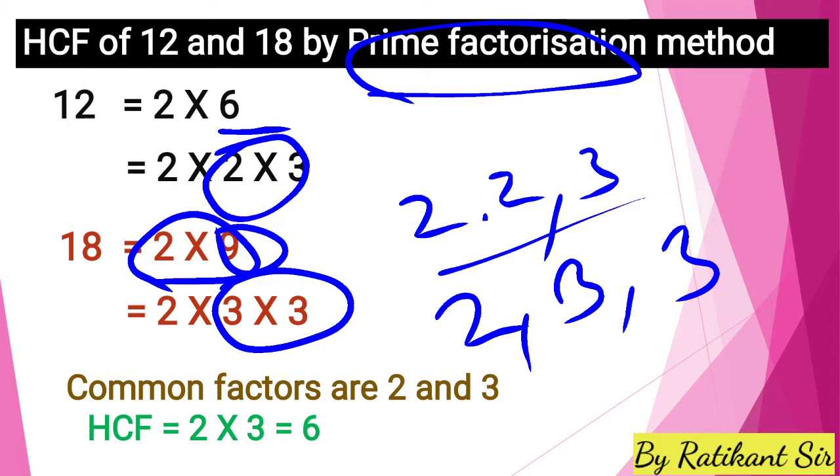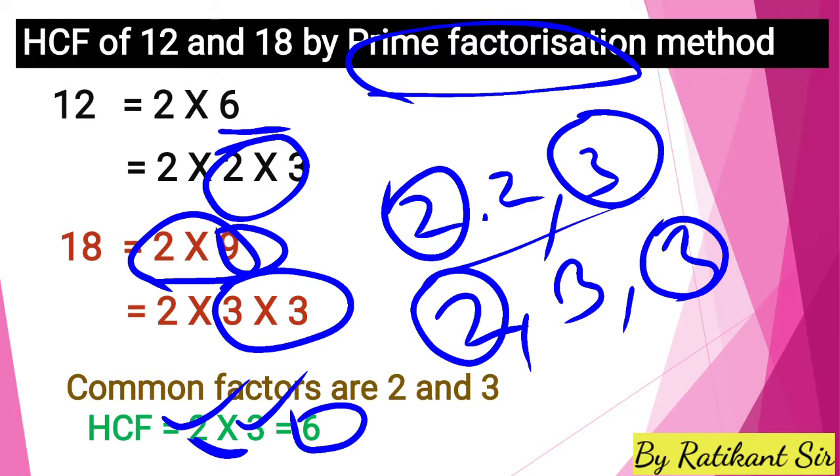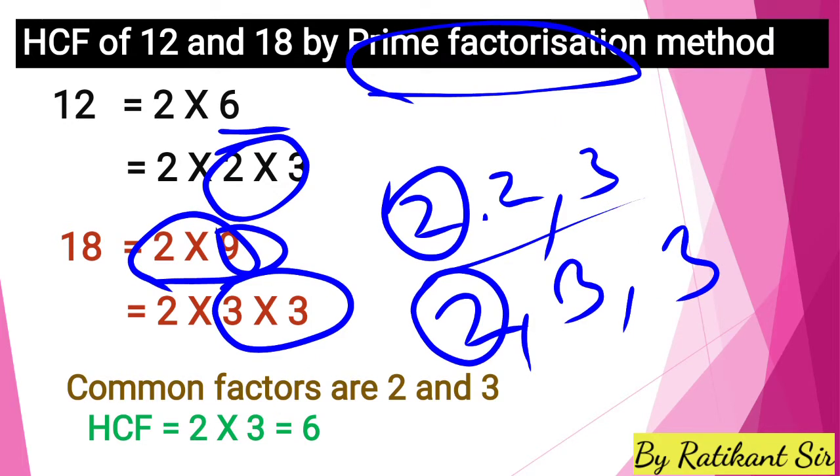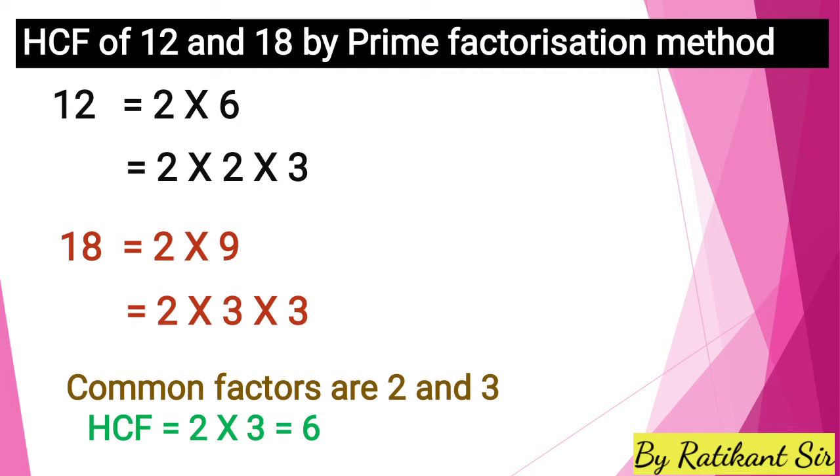So in the prime factorization method, we took only the factors which are common. This 2 is common with this 2, so I have taken 2 here. Then this 3 is common with this 3, so I have taken 3 here. And 3 into 2 will be 6. It means 6 will be the HCF of 12 and 18, the biggest number which can divide both 12 and 18. So we know that 12 and 18 have 6 as the HCF.